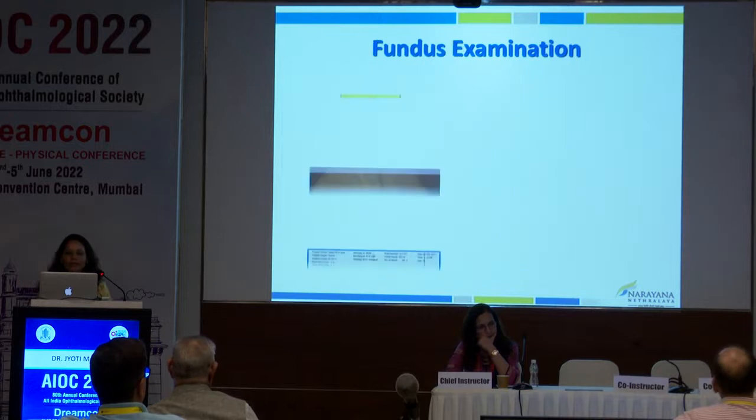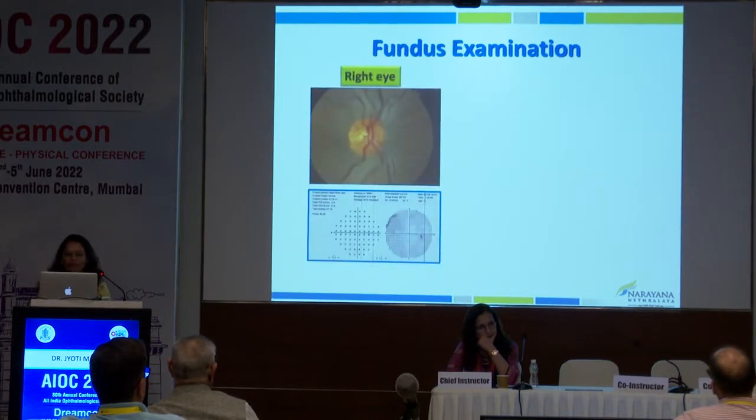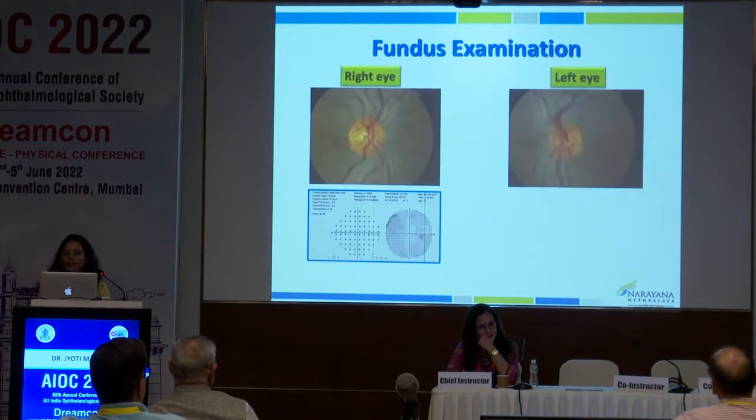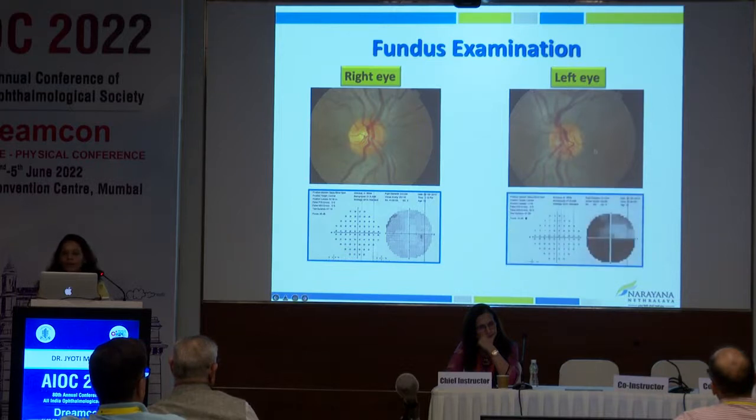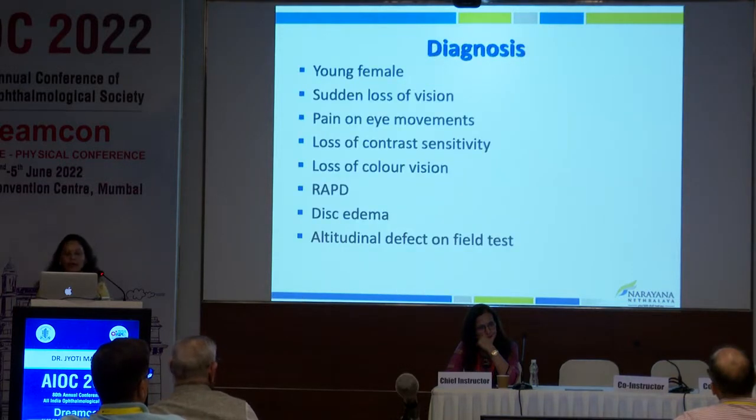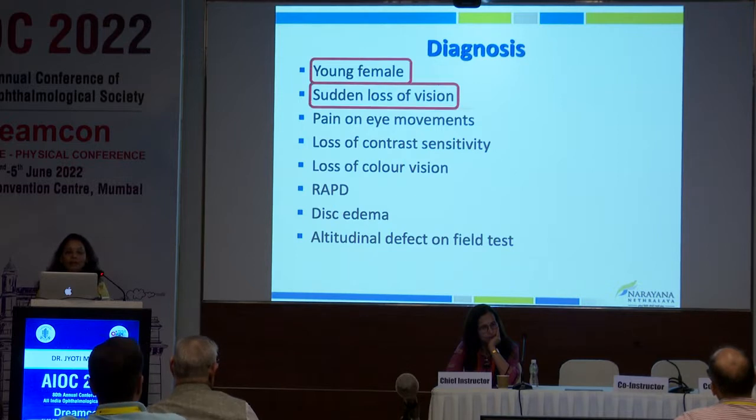Now you look at the disc, right eye is perfectly normal with a normal field, but if you look at the left eye, there is mudding around the nerve fiber layer around the optic disc. The nerve fiber layer you can see here, it's affected. So this, with a field test showing an inferior altitudinal defect, classically telling you there's a left eye disc edema. So in a young female with sudden onset of loss of vision, pain on eye movements, classical of optic neuritis, loss of contrast and color, because first the contrast gets affected, then the color vision, RAPD, and an inferior altitudinal defect, we are actually looking at optic neuritis.